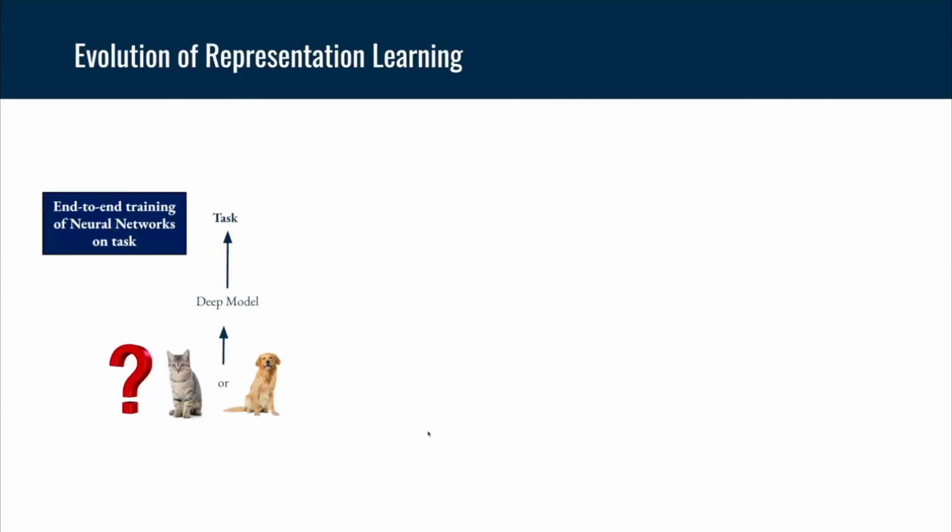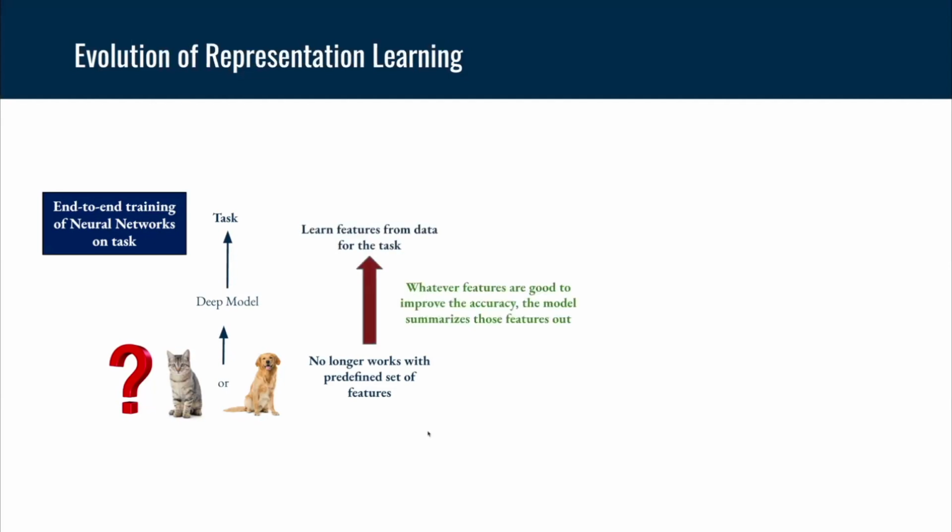So fast forward with the arrival of deep learning frameworks or neural networks, we no longer have to work with this predefined set of features. Instead, we learn features directly from the data based on the task. Meaning whatever features are good or relevant to improve the accuracy of the model will be summarized and extracted out for us. So we managed to achieve superhuman performance with neural networks, or CNNs particularly.